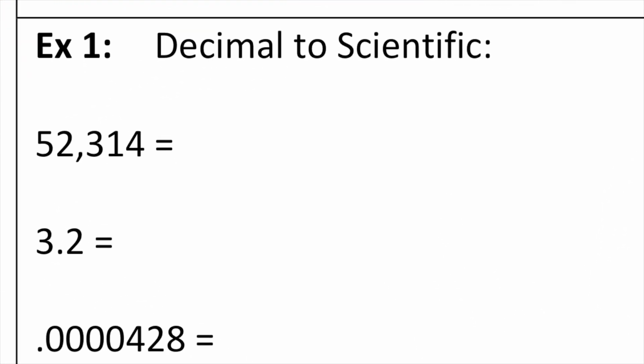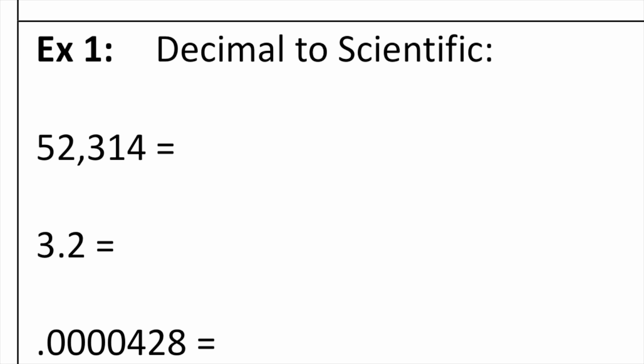As I'm looking at number 1, I have 52,314. As compared to the unit 1, that looks kind of large. So in order to write it in scientific notation, notice the decimal is after the 4. We would move the decimal 1, 2, 3, 4 places. This is a large number compared to the number 1. So we're going to write this as 5.2314 times 10 to the 4th power because we've moved the decimal 4 places. It's now in scientific notation.